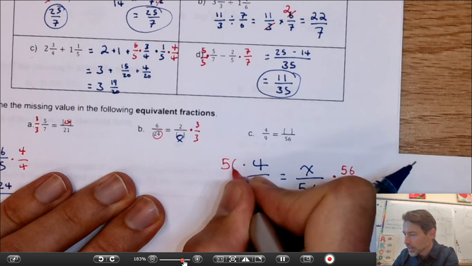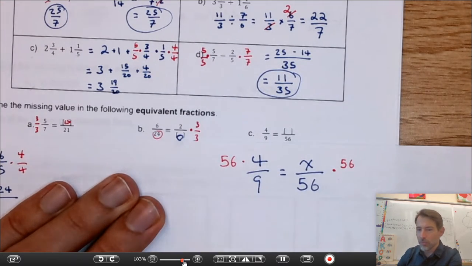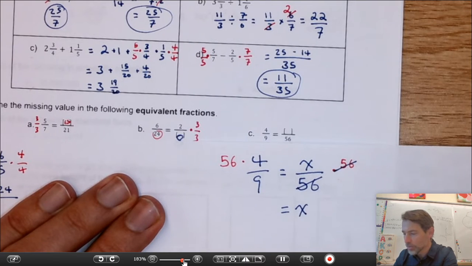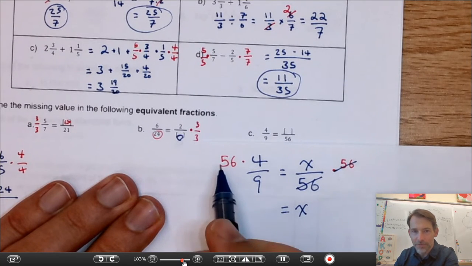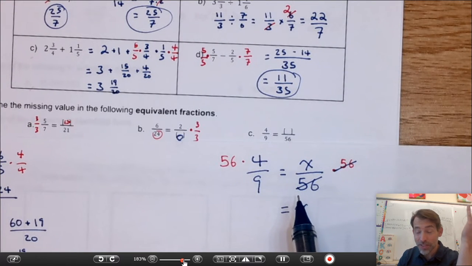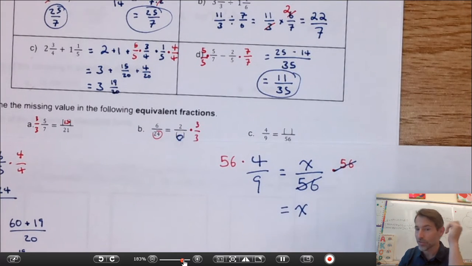And then we'll cancel. That was to get us x alone on that side. And then 4 times 56 divided by 9. 56 divided by 9. 56 does not share any factors with 9. 9 is just 3 times 3. 56 is not divisible by 3 because 5 plus 6 is 11.